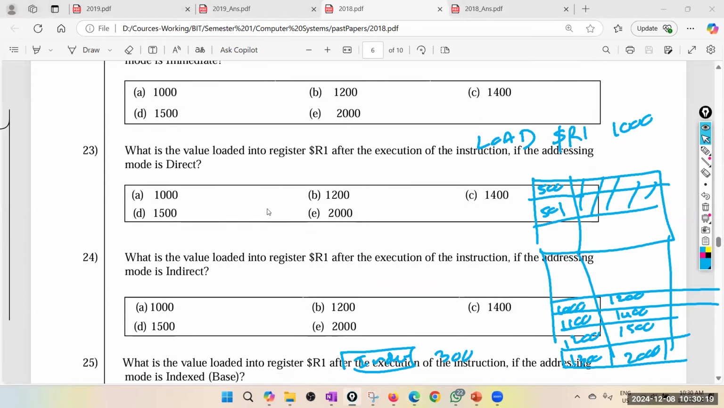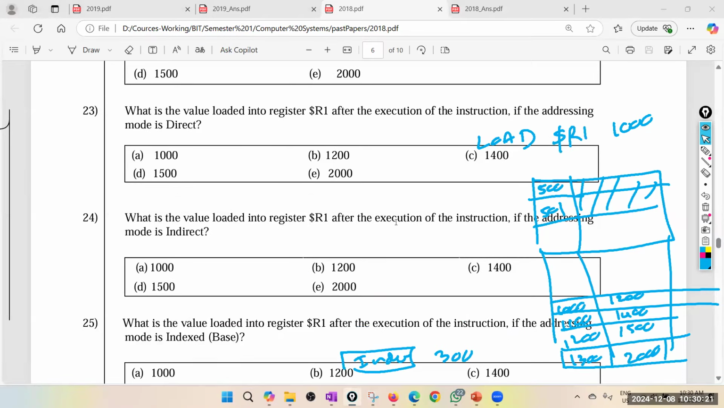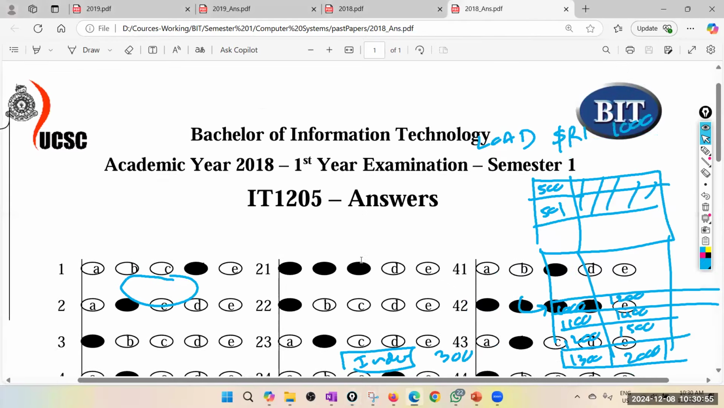24. What is the value loaded into register $R1 after execution of the instruction if the addressing mode is indirect? If the addressing mode is indirect, you go to the 1000 memory address and that is where your real address is. So the actual address is 1200 and then you go to 1200 and get the data to the register 1. At 1200 we have 1500. So therefore the value loaded to the register is 1500. So answer must be D.